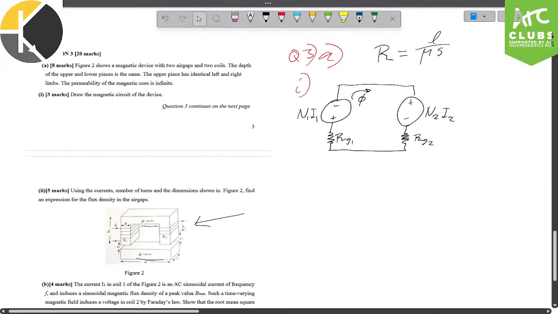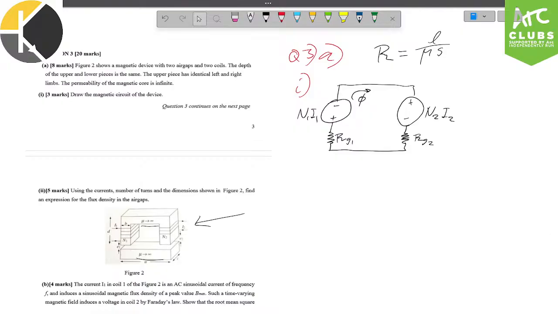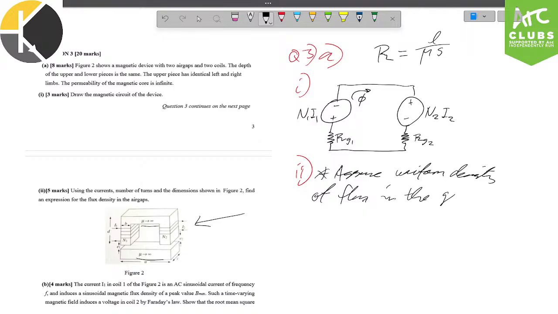All right. The next part of the question is going to be to determine, using the currents, number of turns, and dimensions of the thing, an expression for the flux density in the air gaps. So we're going to have to use some manner of assumption here, and that's going to do with the distribution of the flux density in those air gaps. We're going to have to assume that it's a uniform density. So first things first, assume uniform density of flux in the gaps.